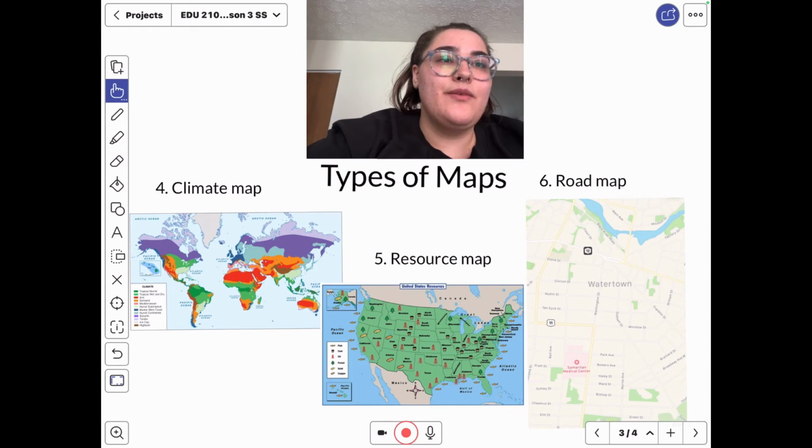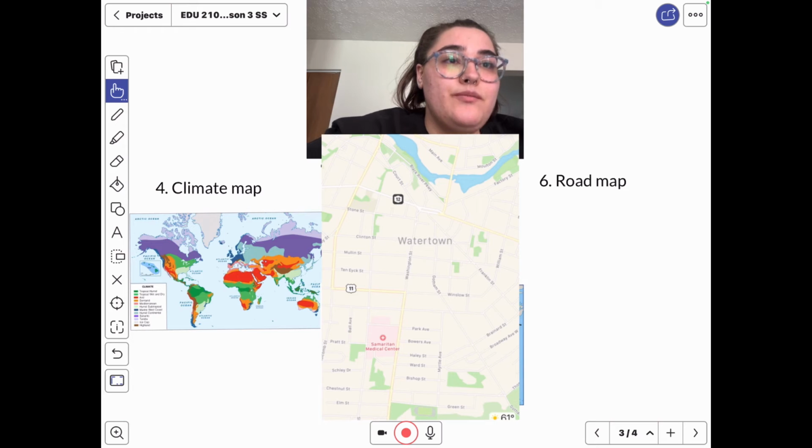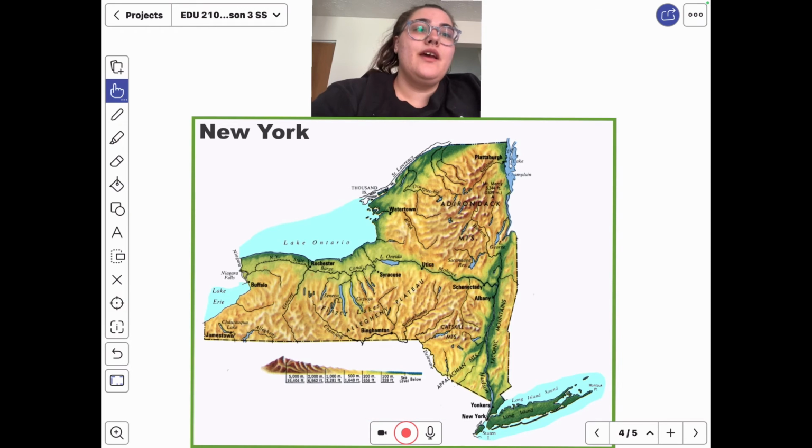The last map that we're going to look at today is a road map, and this is the most common map that people use today. This is a road map of Watertown City. On this map, we can see the highways are in yellow and our regular roads are white, and each road is named. This type of map helps people navigate how to get from one place to another very easily by following the roads. Now that we know some general information about maps, let's look at this map of New York.